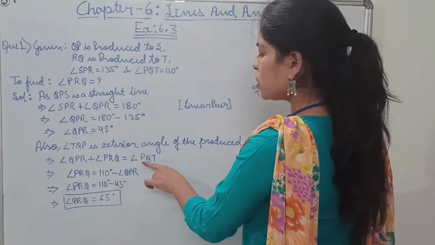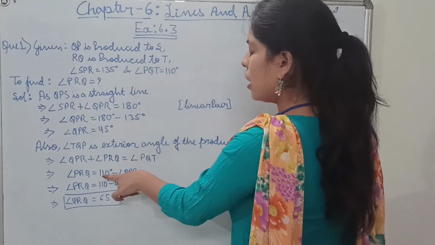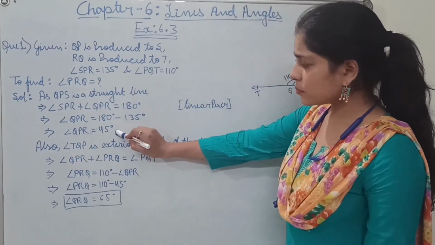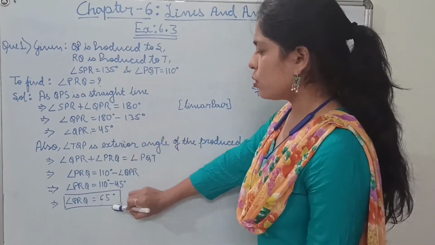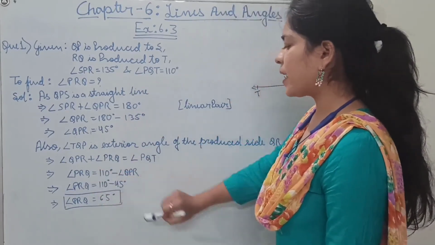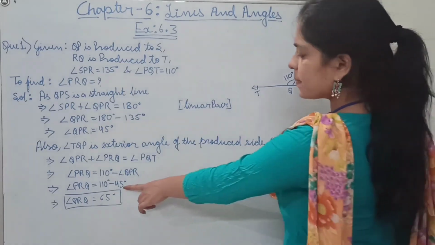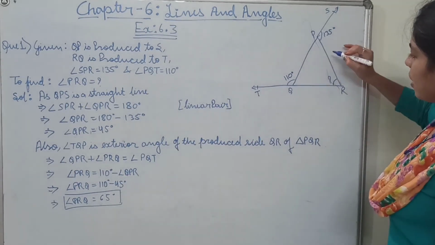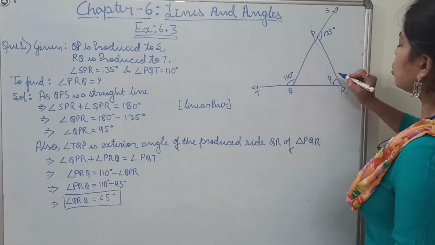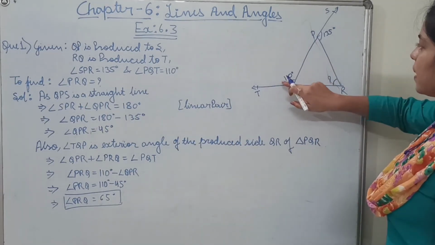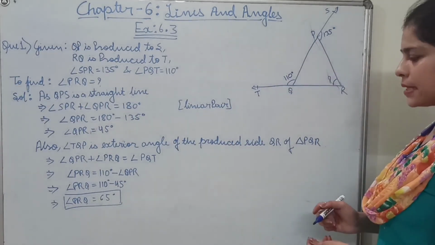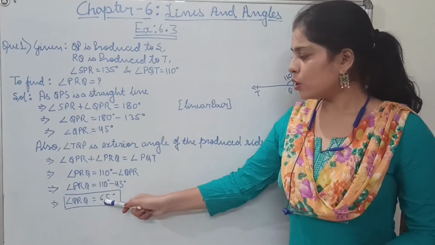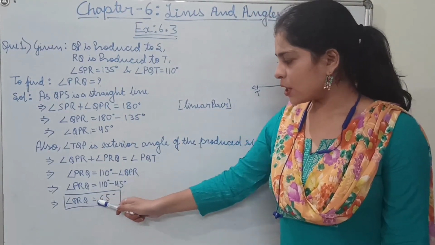So PRQ will be equal to PQT, which was 110, given in the question, minus angle QPR. QPR we have calculated here, which is 45 degrees. So angle PRQ is equal to 110 degrees minus 45 degrees, which is 65. Clearly, if this is 45 degrees and here we have 110 degrees, then 110 is the sum of these two angles, so this angle is 65. Using the exterior angle theorem, we have got the measure of angle PRQ as 65 degrees.